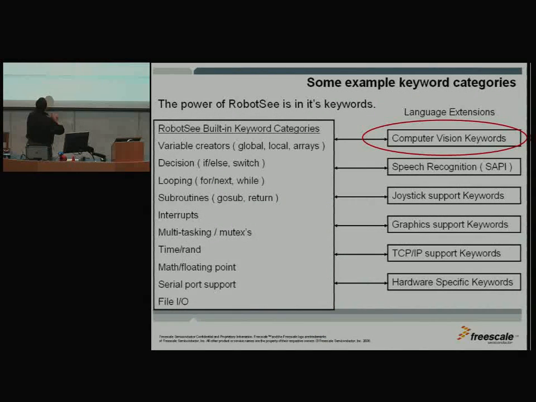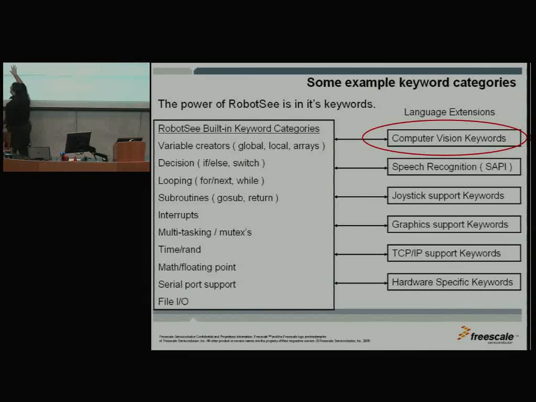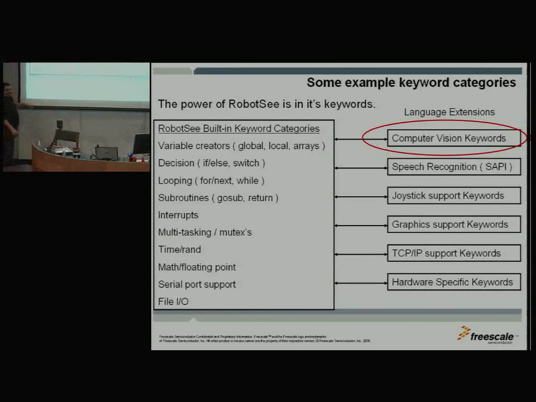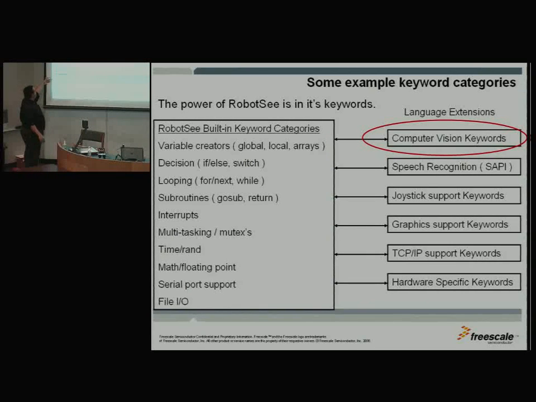So I mentioned before that the language itself is expandable. What I've got over here are some things that are built into the key language. Again, everything you'd expect if you've ever worked on an Apple or a Commodore: file I/O, serial port support. It does have math and floating point, which we didn't have back then. Time, multitasking. Oh yeah, and it is multitasking. That was the other thing.